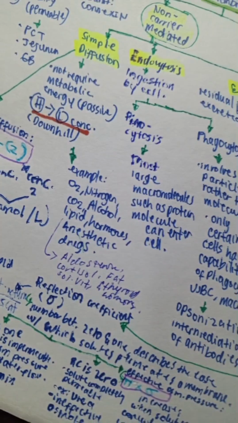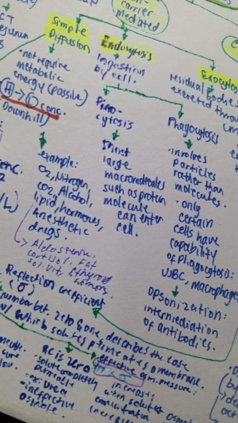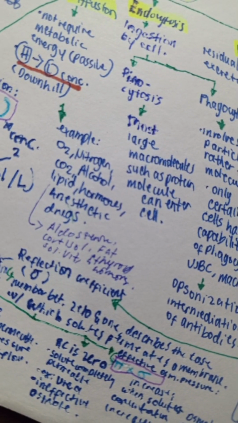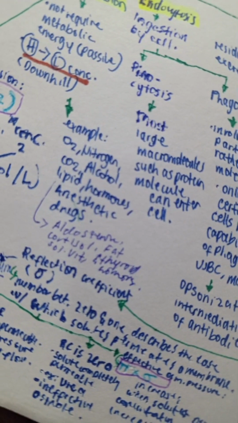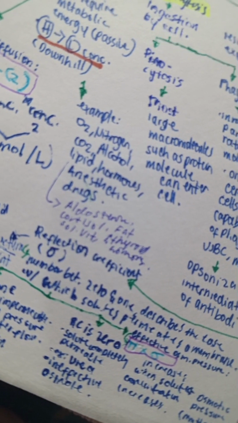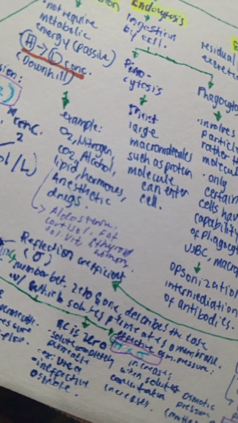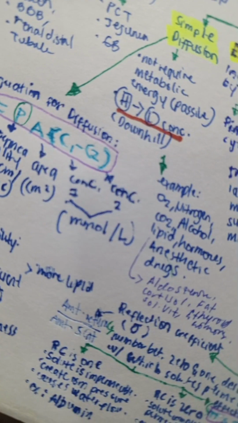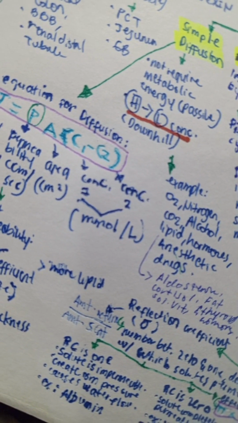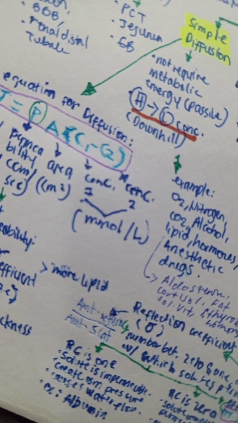And if the reflection coefficient is 0, the solute is completely permeable. An example of this is urea, an ineffective osmole. So it has a 0 reflection coefficient. The reflection coefficient is measured by the amount returned over the amount that is sent.